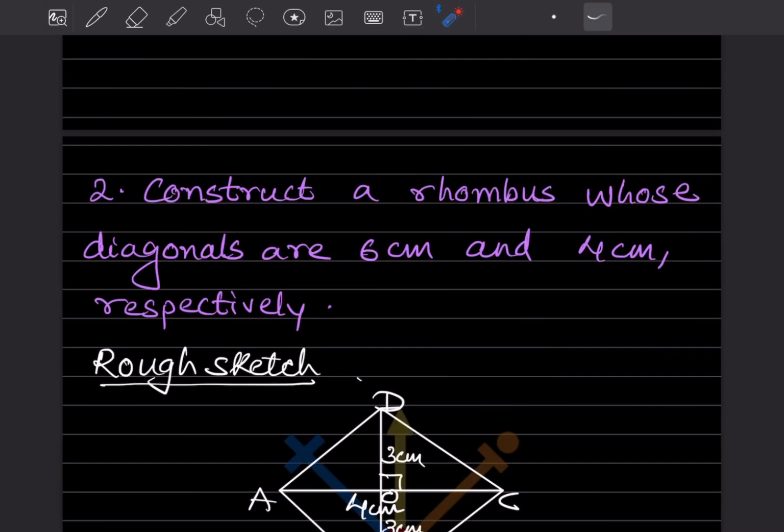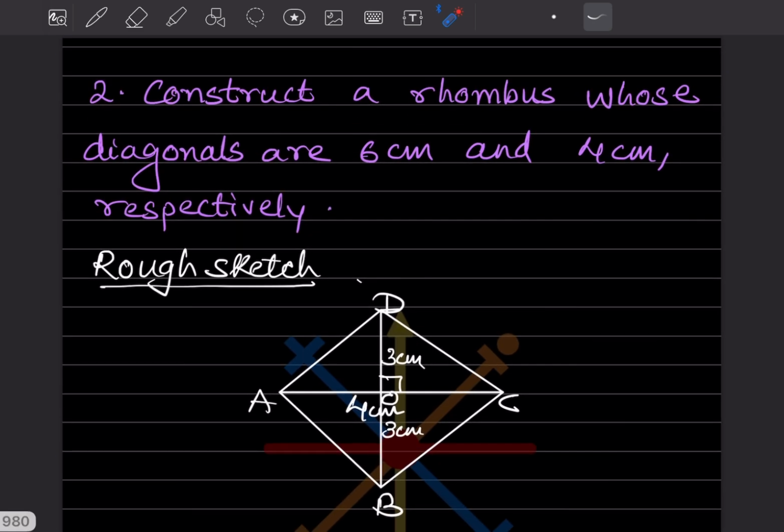Now we'll see how to construct a rhombus whose diagonals are 6 centimeter and 4 centimeter respectively. So in the rhombus, you know that it should look like this kite. So now 6 centimeter means these are the diagonals of it. 6 centimeter means this will be 3 and this is going to be 3. And 4 means this is going to be 2 and this is going to be 2. So now this is the rough sketch. I have named it A, B, C, D.